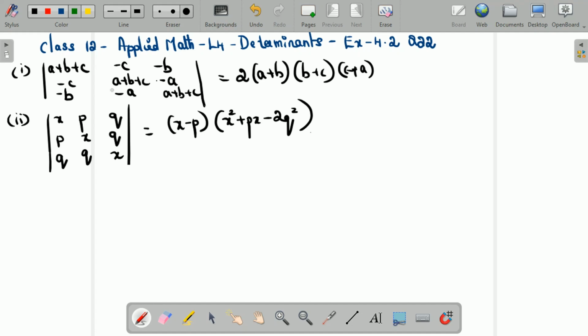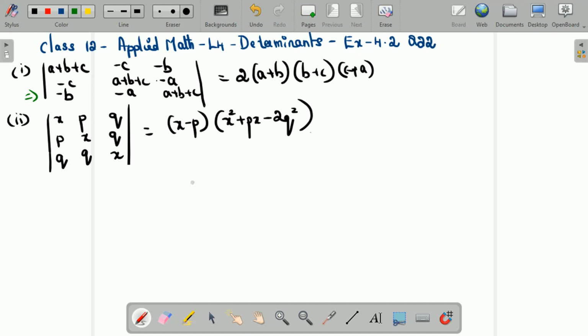In this video, let's find the solution for the 22nd question in exercise 4.2. This question has two subdivisions, so let's start with the first one. Here we are supposed to prove the value of this particular determinant is equal to 2 into (a plus b) into (b plus c) into (c plus a).